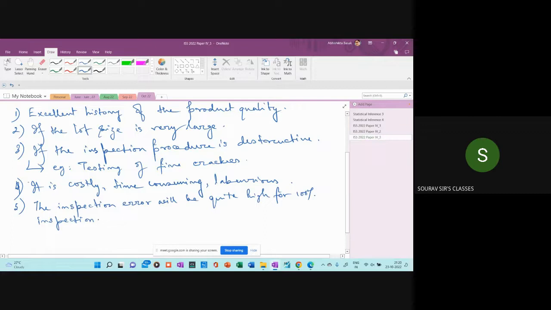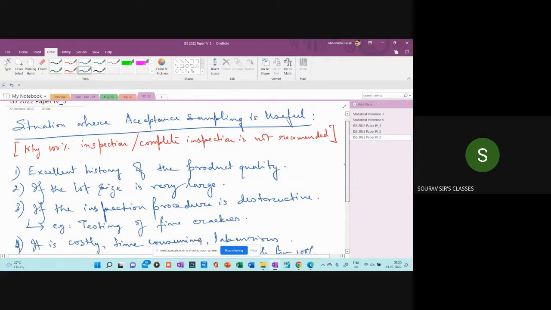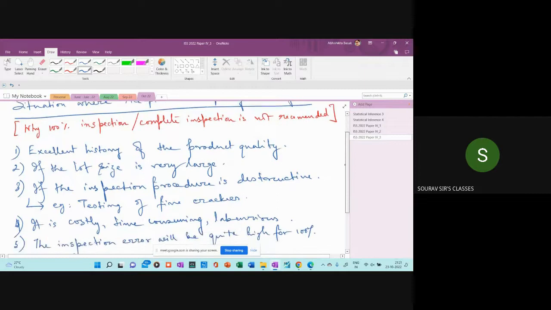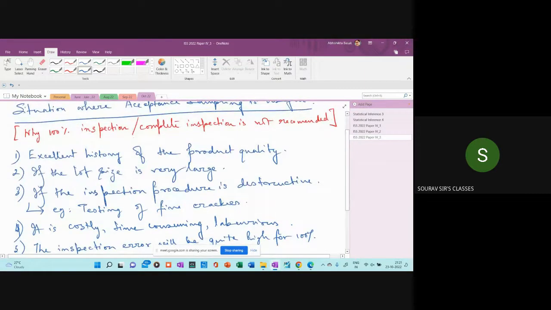So for these reasons, we can't go for complete enumeration. Rather, we should go for acceptance sampling. These are the situations where the product quality has a good history, so we can go for the sample. This is the least important point, so you can put it at the end, and then you can cover the whole thing.